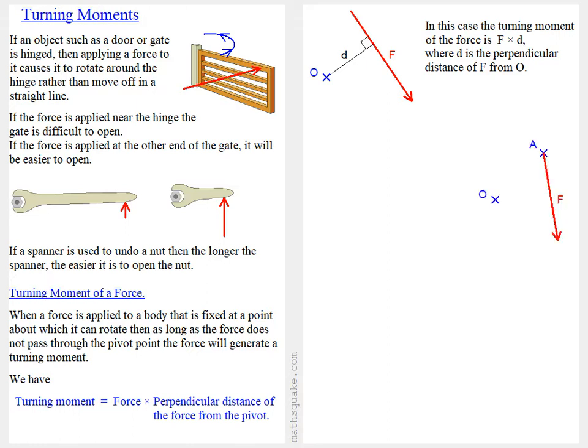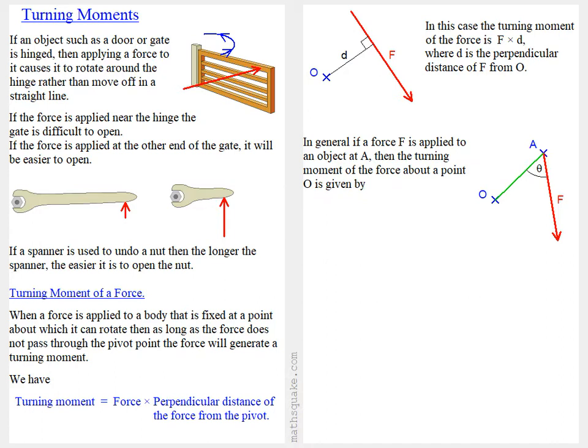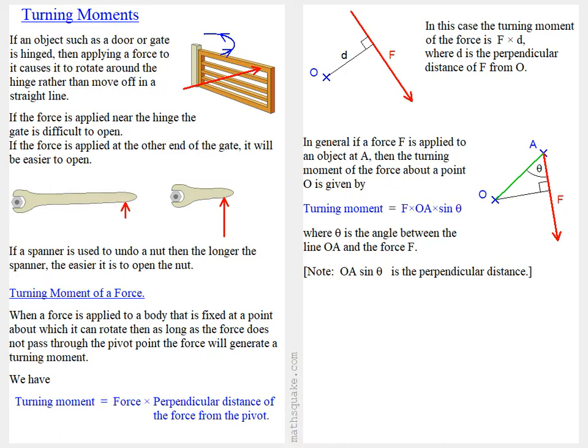Now let's consider a force F acting at a point A some distance from another point O. And let's suppose the angle between OA and the force F is theta. In general, if a force is applied to an object A, then the turning moment of the force about a point O is given by the turning moment equals F times OA times the sine of the angle theta, where theta is the angle between the line OA and the force F. Note, OA sine theta is the perpendicular distance.